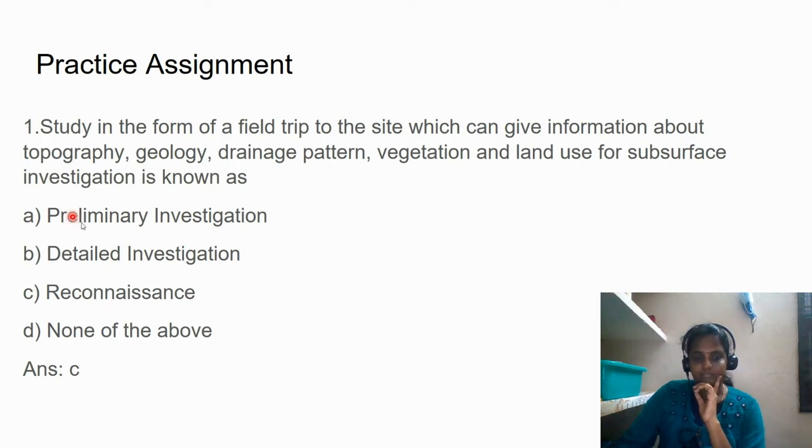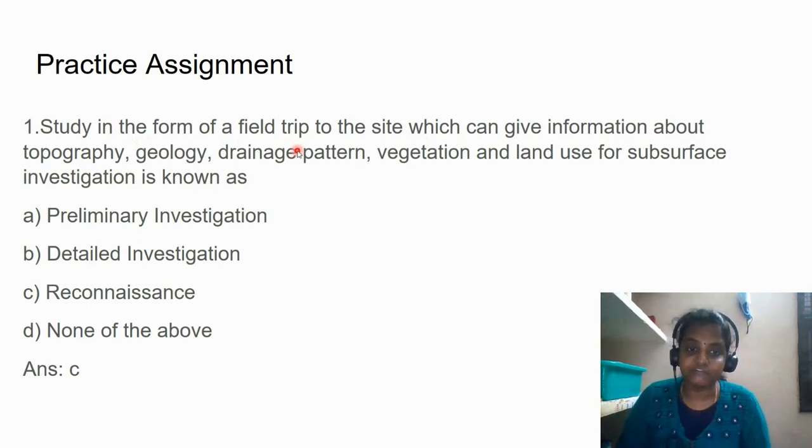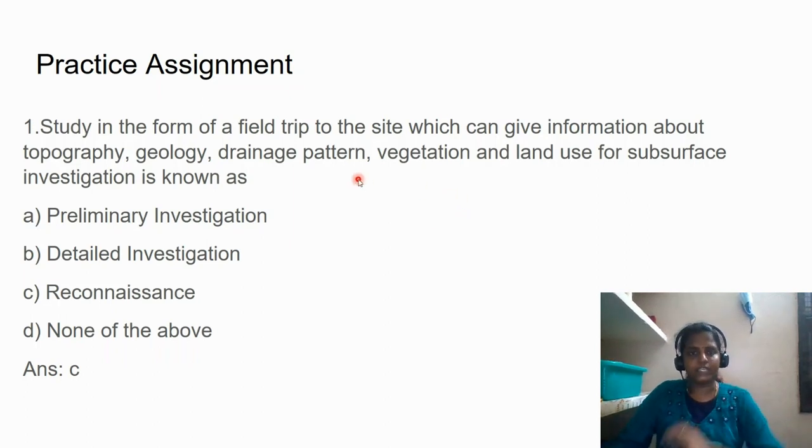Why is it so? Preliminary investigation is a common term in which reconnaissance, study of maps, and aerial photographs are going to come. So in reconnaissance only, we will be doing this. This is the exact, closer definition of the work that we do in a reconnaissance survey. We go to the field, we see the field, and we gather a lot of information from the field without doing any test.